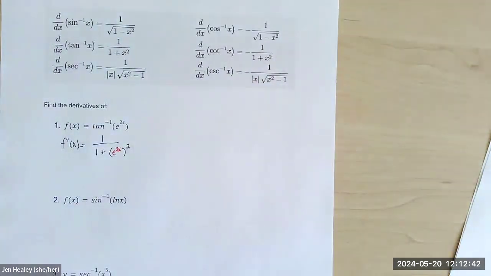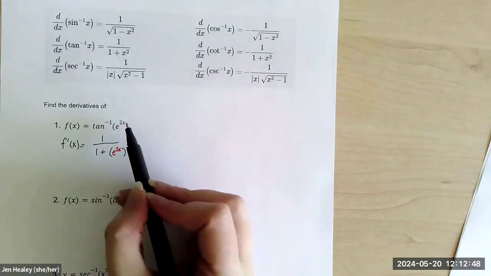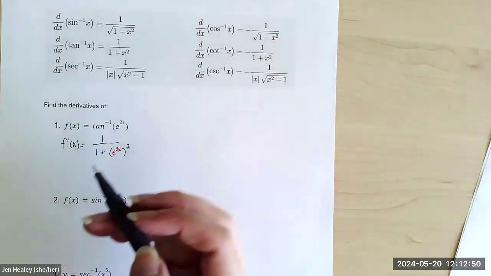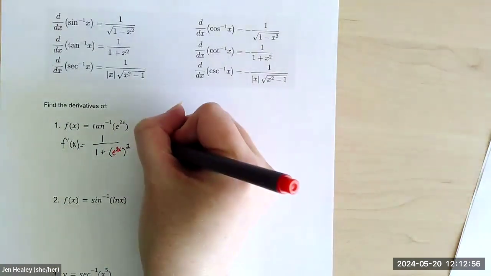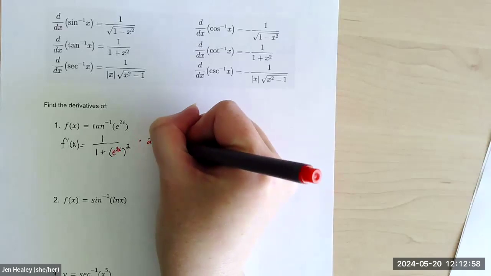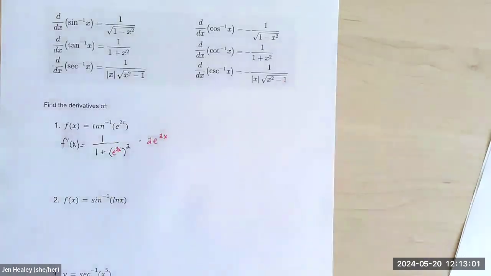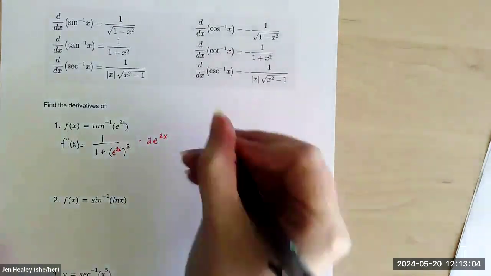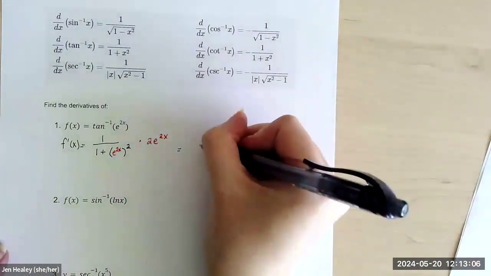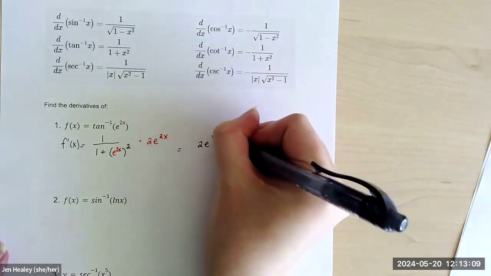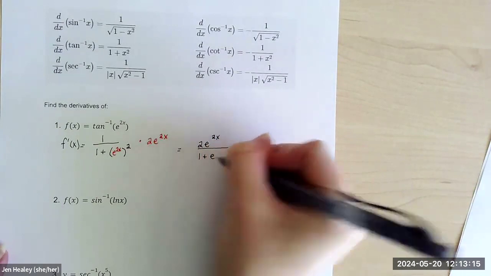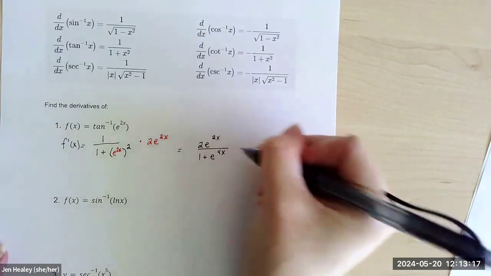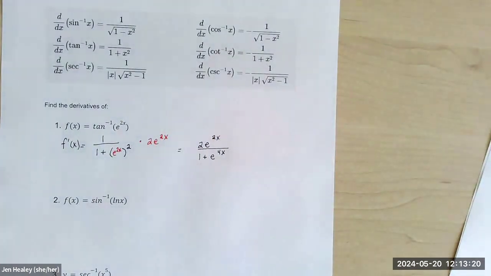1 plus e to the 2x squared. But I also need to multiply by the derivative. So you're still going to do your chain rule. So we need to still multiply by the derivative of this thing. So we're going to multiply by the derivative of e to the 2x. So ultimately in our numerator, 2e to the 2x is up there. Down in the denominator, 1 plus e to the 4x, when you square that out. And you're done. That's it.